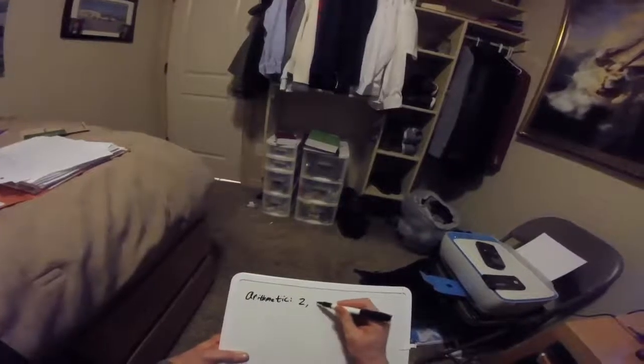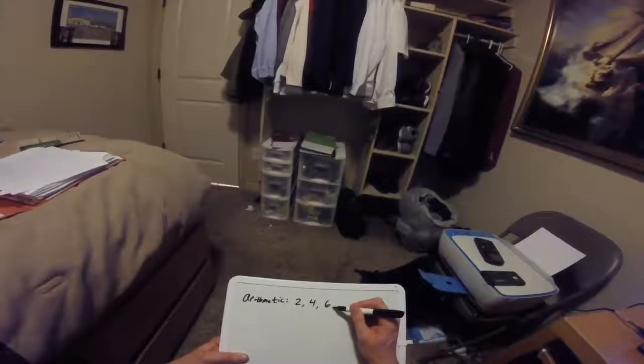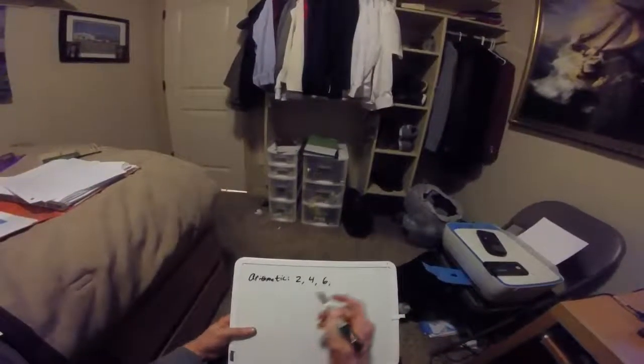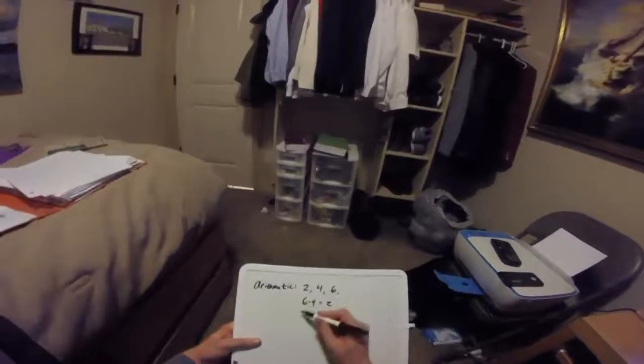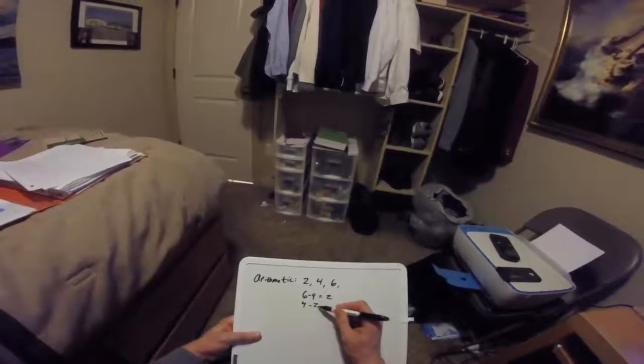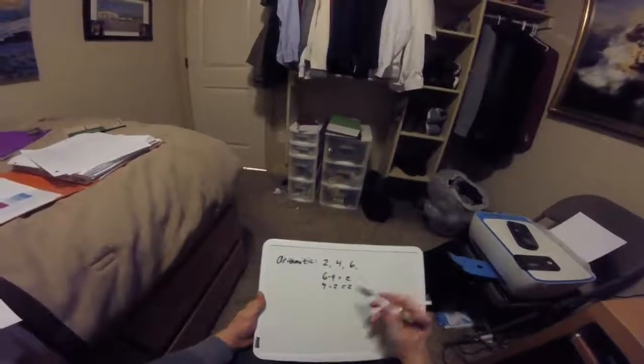you would have 2, 4, 6. As you can tell, there's a constant difference. So we go 6 minus 4 equals 2. 4 minus 2 equals 2. So there's always that constant difference.